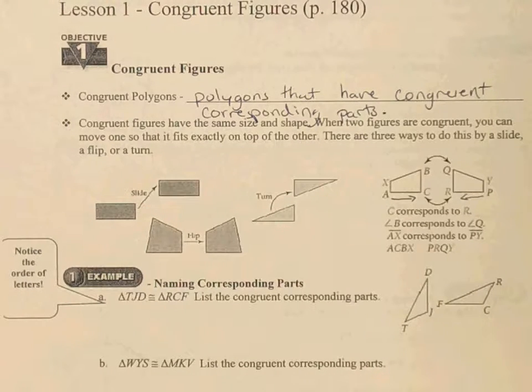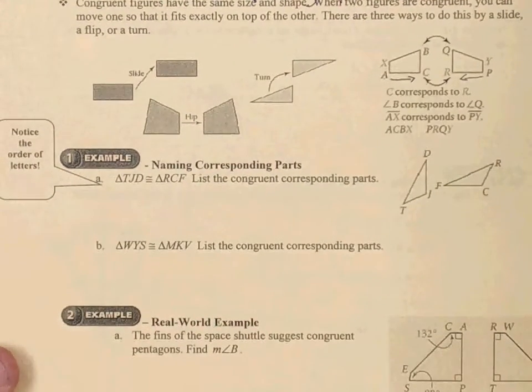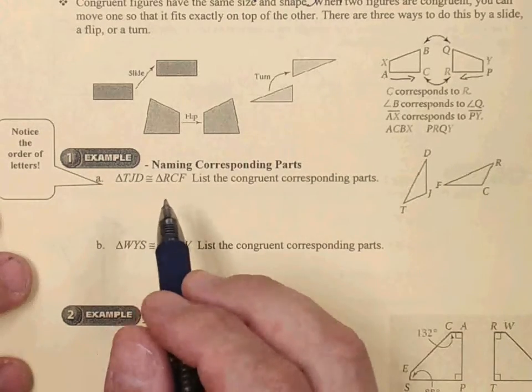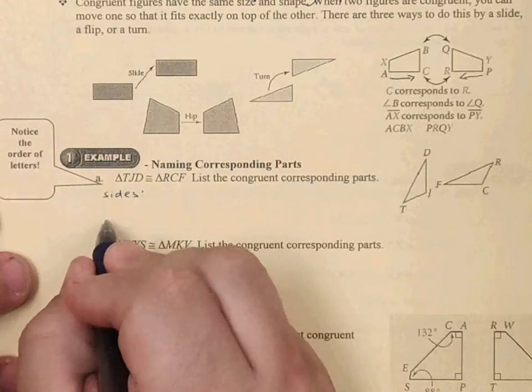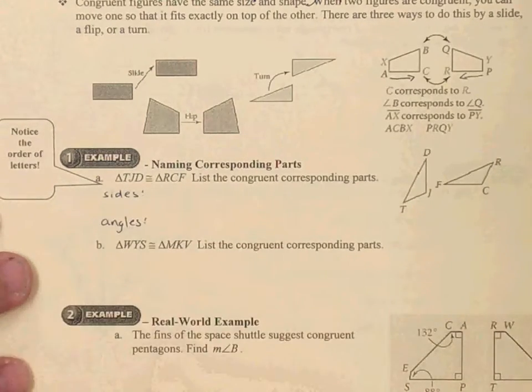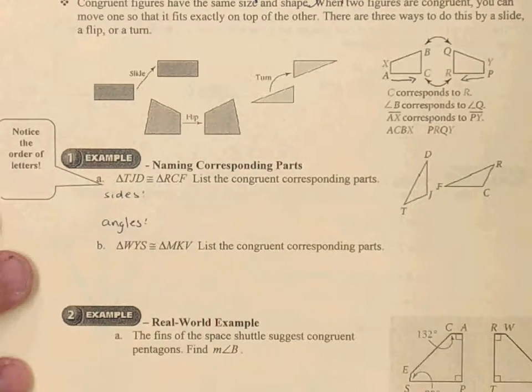So now let's try this on our own and try to figure out what's going to be congruent to each other. So we have triangle TJD congruent to triangle RCF, and there are congruent corresponding parts. And remember, you need two things. You need sides to show that they are congruent, and you need angles to show that they are congruent. And again, the order of the letters matters.